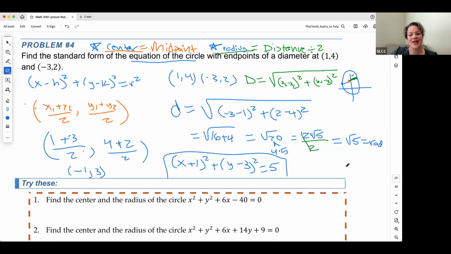I hope this was helpful. Don't forget the midpoint formula and the distance formula. Don't forget to divide that diameter by 2 to get the radius. And you've got this. Have a wonderful day. See you next time.